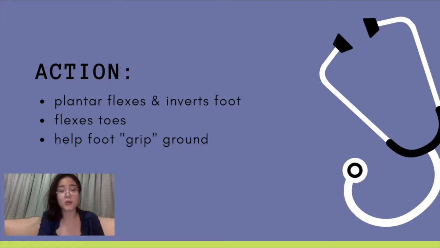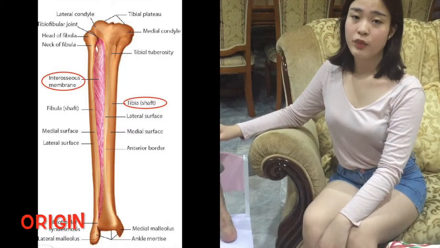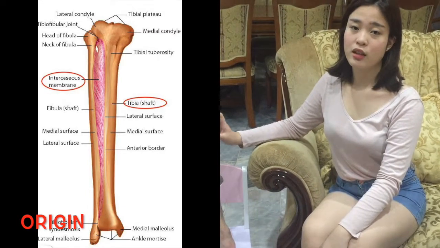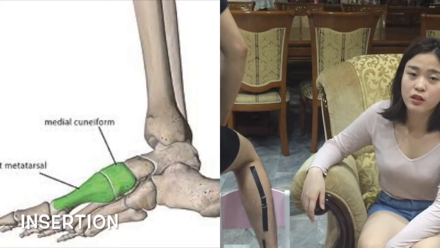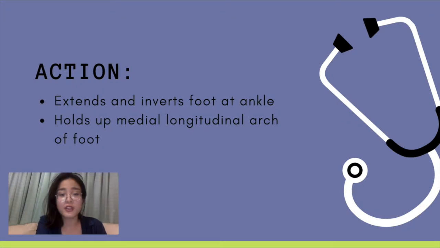So this portion of the muscle is called the tibialis posterior, and its origins are the upper part of the lateral shaft of the tibia and the interosseous membrane. The insertions are the inferomedial part of the medial cuneiform and the base of the first metatarsal. The action of the tibialis posterior: it plantar flexes and inverts the foot at the ankle, and it holds up the medial longitudinal arch of the foot.